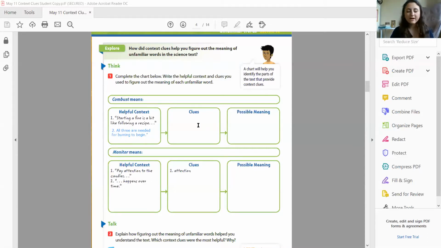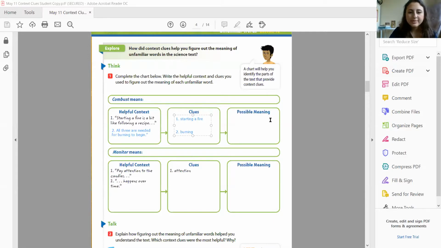Now I want to identify the clues that I got from these little bits of helpful context. So I'm going to use short phrases or maybe even just a single word in this clues box. For number one, I'm going to write something short that I get from that first. I'm going to say starting a fire. Okay, and for number two, I'm going to write burning.